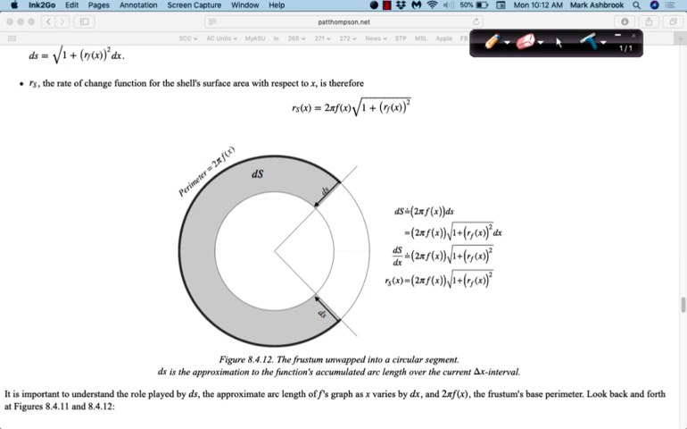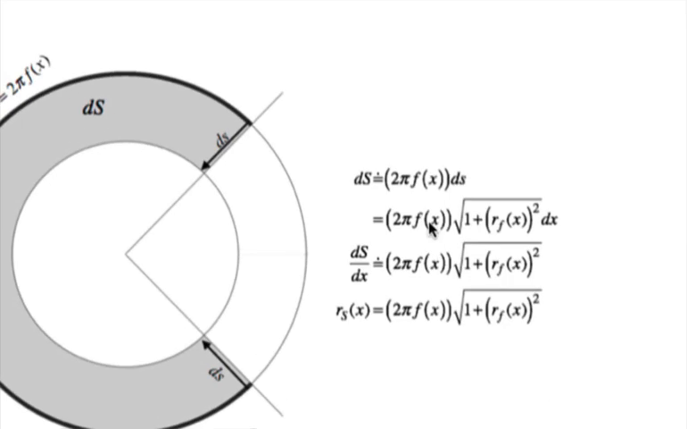So now, what we know ds is: rather than 2 pi f(x) dx, we just have 2 pi f(x) ds, and we found that's exactly what our arc length function was. Right? ds is going to be what? The rate of change of arc length, times dx.